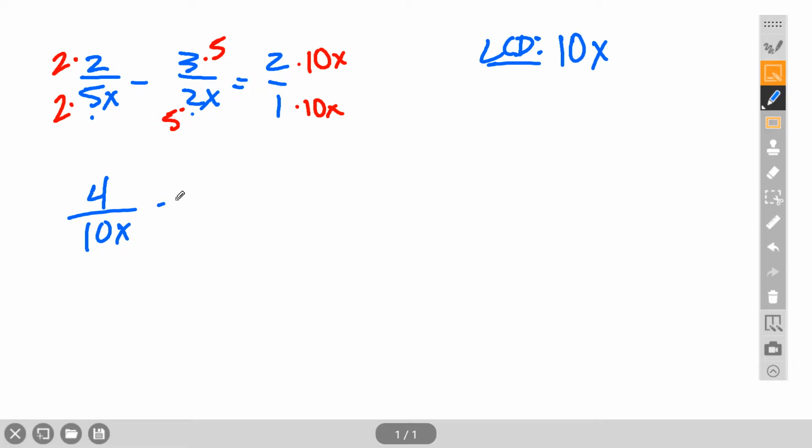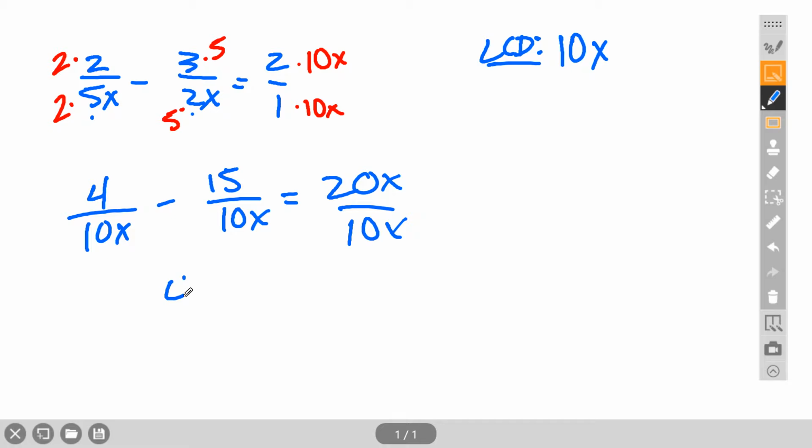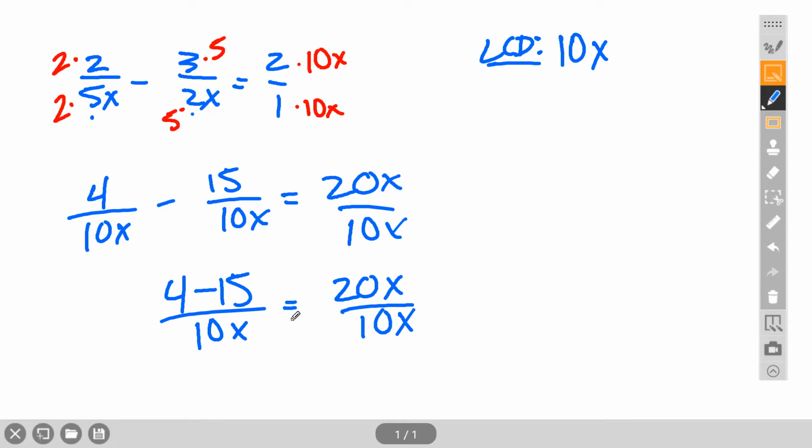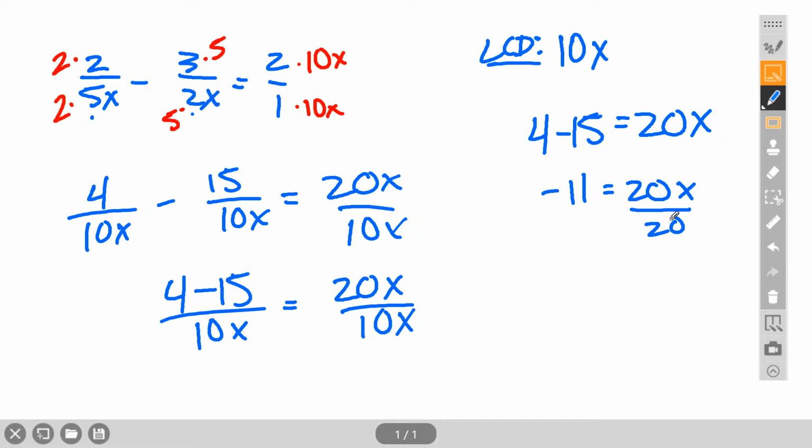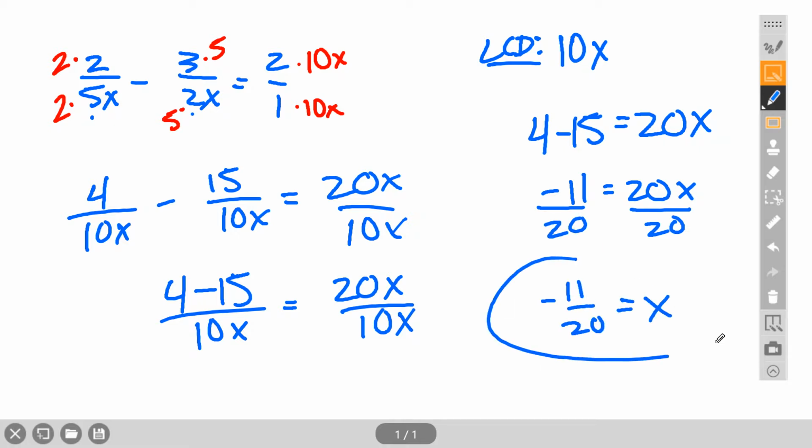4 over 10x minus 15 over 10x equals 20x over 10x. These can go into the numerator because they're the same denominator. So we get something like this. And then we can just solve the equation that's in the numerator. 4 minus 15 equals 20x. So 4 minus 15, that's negative 11. Divide by 20, and we get our solution, negative 11 over 20.